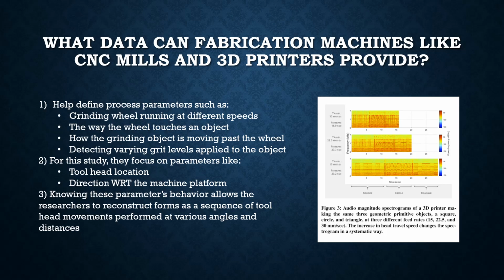But essentially what the paper talks about is trying to define process parameters about these machines, like grinding wheels running at different speeds, or maybe the way that the wheel touches a particular object, or how the grinding object is moving past the wheel, or detecting varying grit levels applied to the object. If you think about it, all of those have different sound signatures.